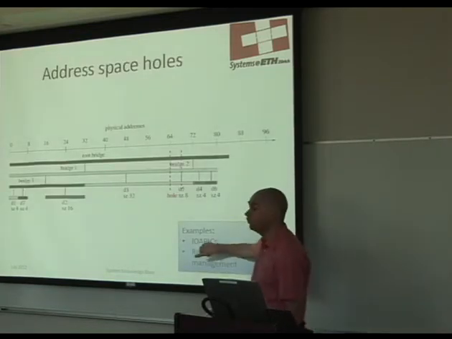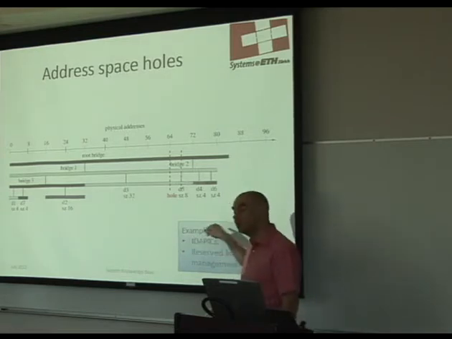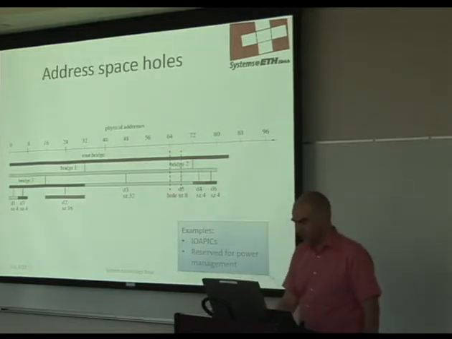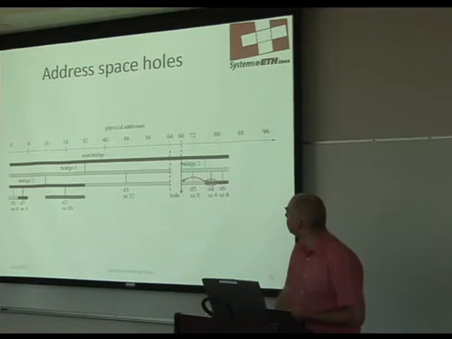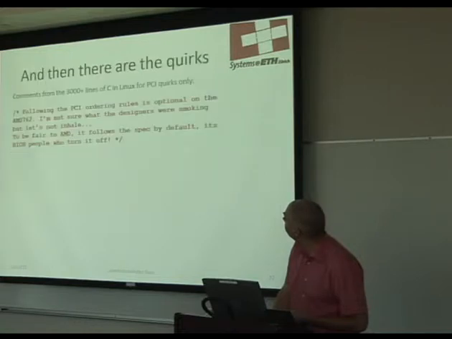There's an IO APIC, for instance, which is not a PCI device, but sits at an address which is inside the range that's decoded by the PCI root complex. So maybe it sits here, and it's got to be there because power management uses it. So you've got to rearrange all this again. And now we've got a hole inside the port. And then there are the quirks.